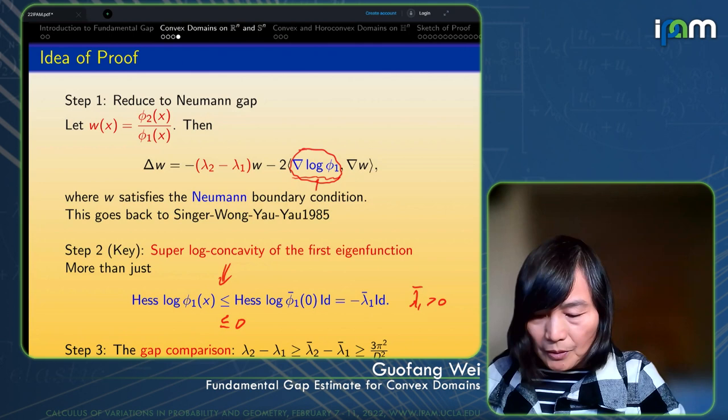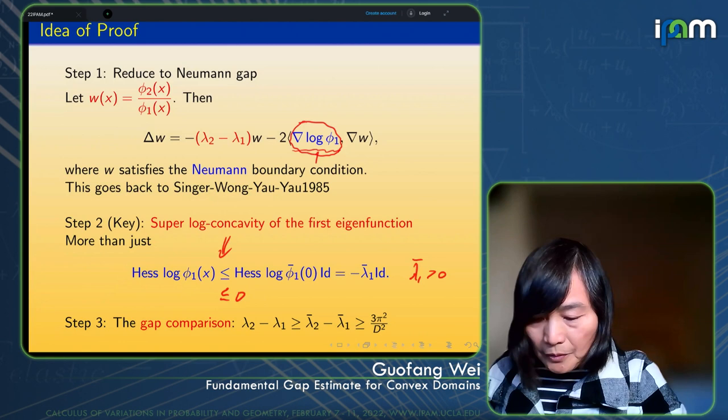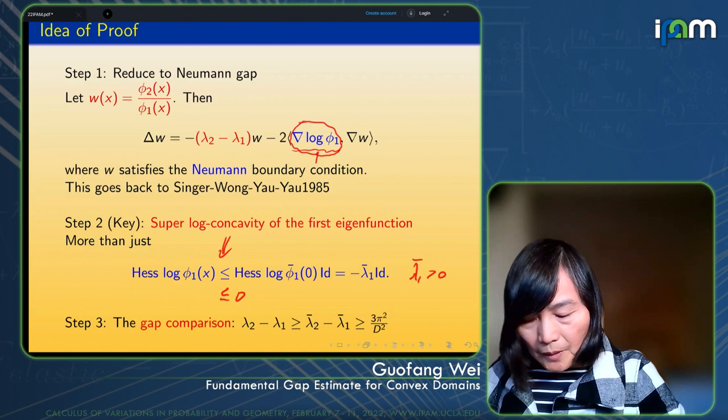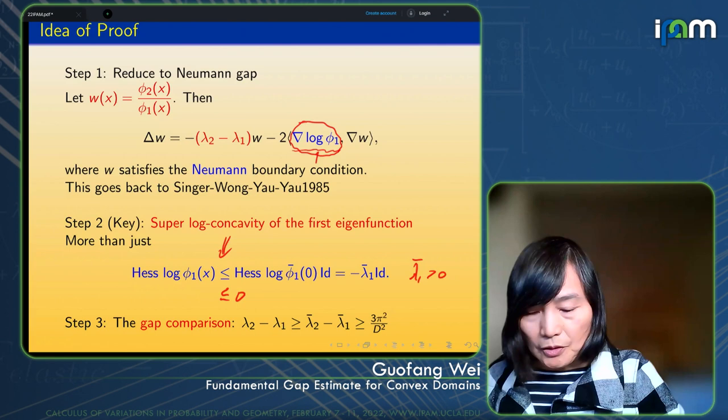Once you have this, you proved this log concavity, then you can derive what I call a gap comparison, showing that the gap of the domain will be bigger or equal to the gap of the model. Everything with a bar is the model. And you can estimate the gap of the model and show that it's bigger than 3 pi squared over d squared. And that finishes the proof.